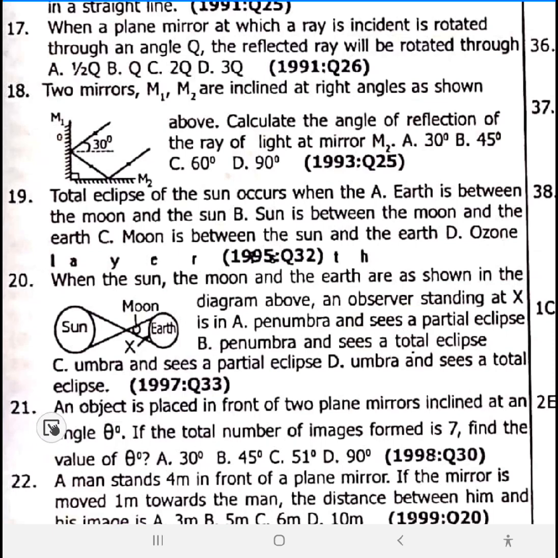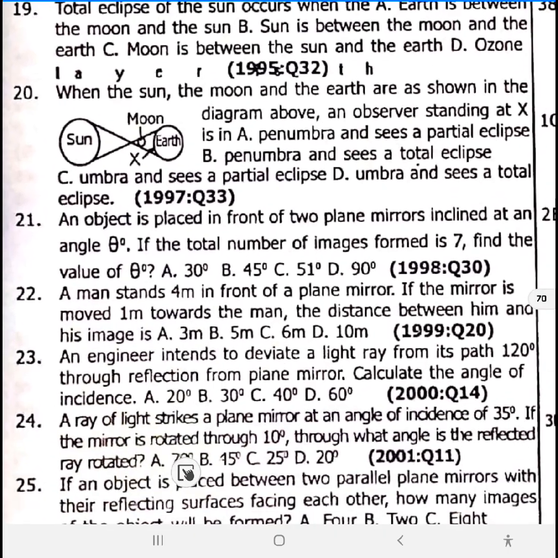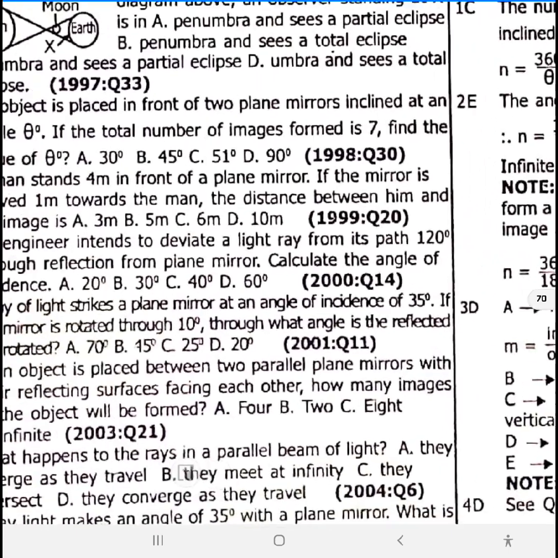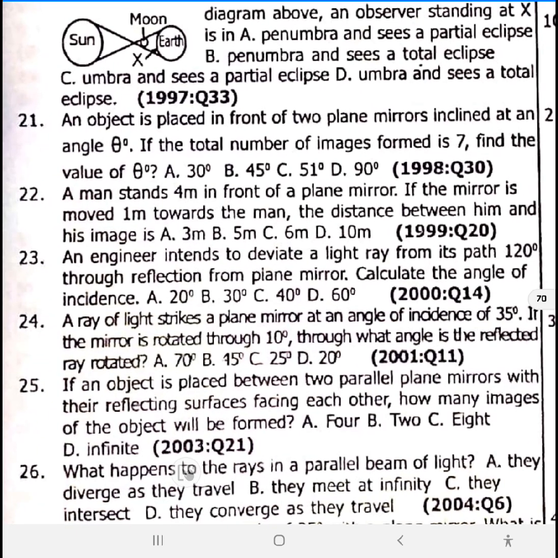An object is placed in front of a two. There's a calculation. If an object is placed between two parallel planes with their reflecting surfaces facing each other, how many images of the object will be formed? You get infinity, option D.